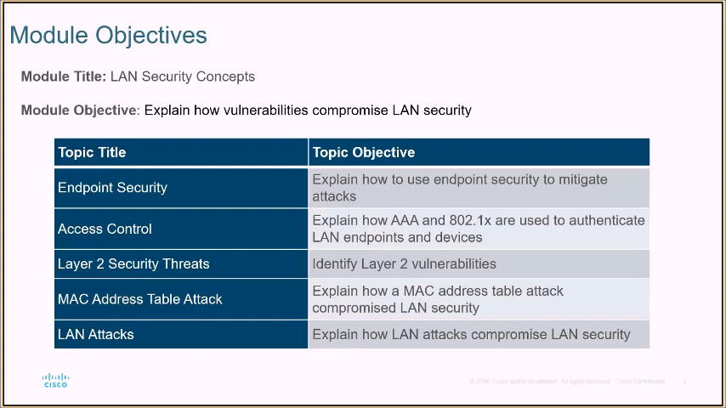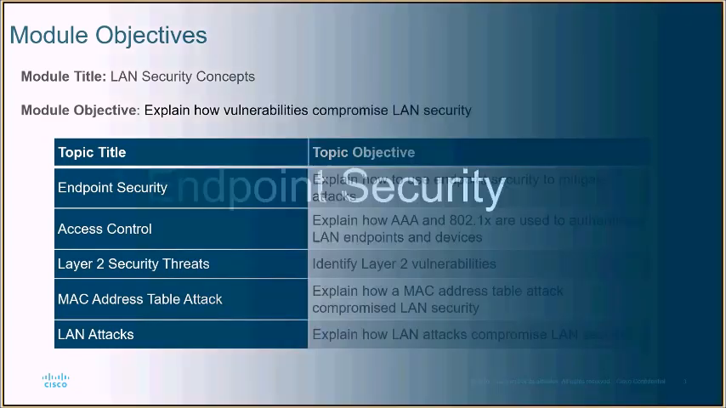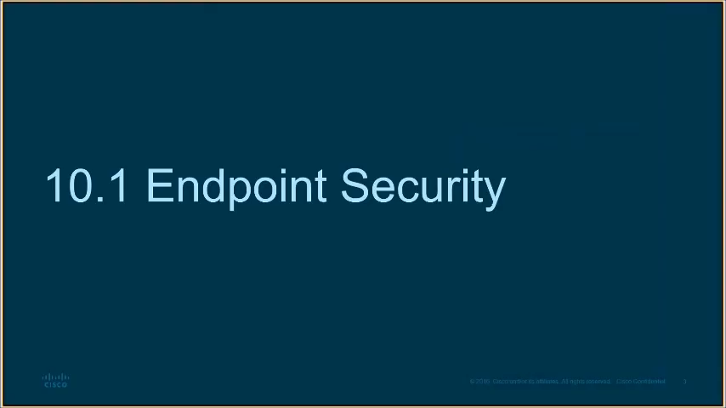So we'll look at authentication through either AAA or 802.1x. We'll also look at layer 2 security threats, so different vulnerabilities that can be attacked, and so we're going to look at some more specific attacks like MAC address table attacks as well as other LAN attacks. So, endpoint security.